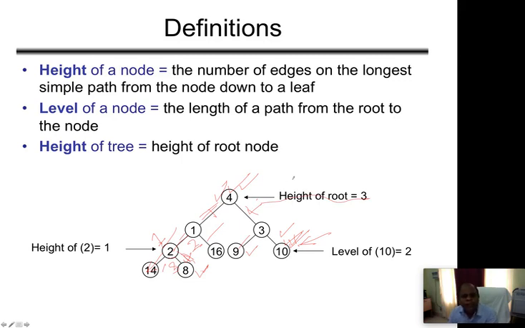Level of a node means the path from the root to that node. The path from the root to that node is called the level of the node. And the height of a node means, from this node to reach a leaf node, the highest path to a leaf node. Any leaf node present at the highest path gives the height of this node. And the height of the root node is nothing but the height of the tree.